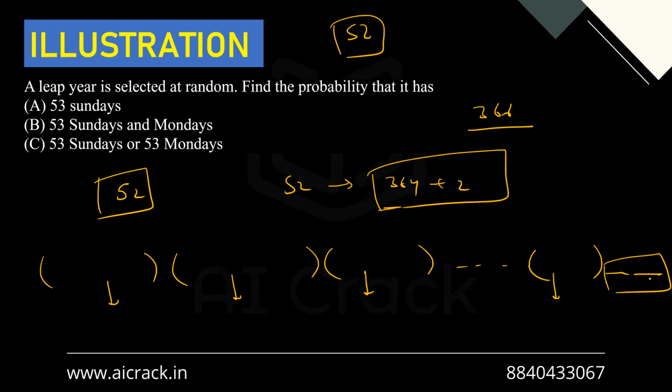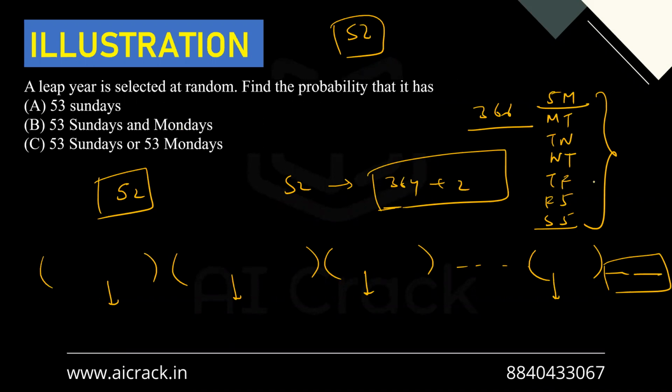Now we have these two possibilities: we can have 53 Sundays, or we can have 53 Sundays and Mondays, right? So how many ways can we fill these two gaps, these two spaces over here? That can be either Sunday, Monday; Monday, Tuesday; Tuesday, Wednesday; Wednesday, Thursday; Thursday, Friday; Friday, Saturday; or Saturday, Sunday, right? So we see Sunday appears 2 times over here. So out of these 7 possibilities to fill these two gaps, we have two favorable outcomes in which we'll get 53 Sundays.